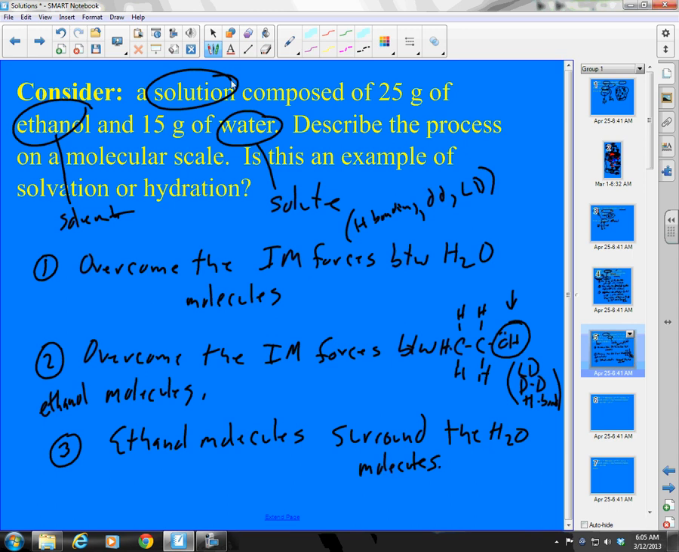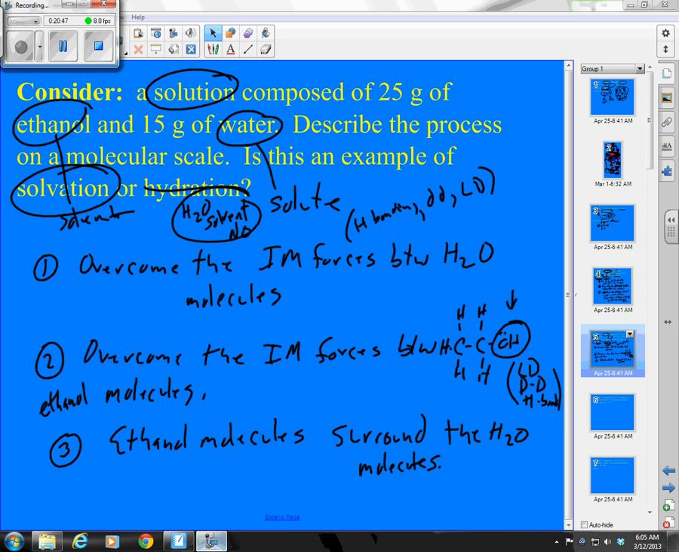Boom. Now, is this solvation or hydration? Well, hydration means water is the solvent. Is water the solvent here? No. So this is not hydration. This is solvation.